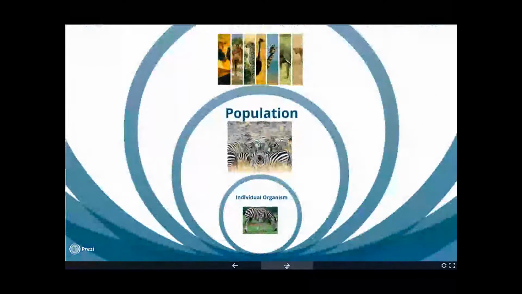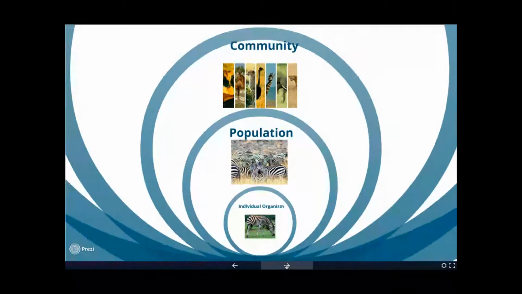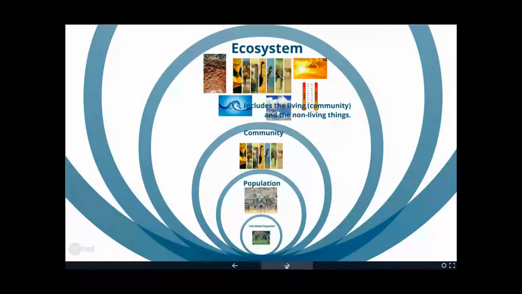And then bigger than population, we have the community. The community is made up of all the different types of organisms that live in the same region. Multiple populations make a community. And then we have the ecosystem. The ecosystem includes everything, both the living and the non-living things, like the clouds, the water, the temperature. Climate is included in our ecosystem. So it's basically all the stuff that makes stuff happen.